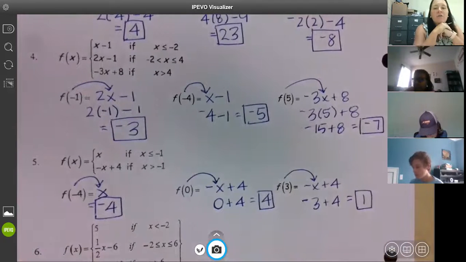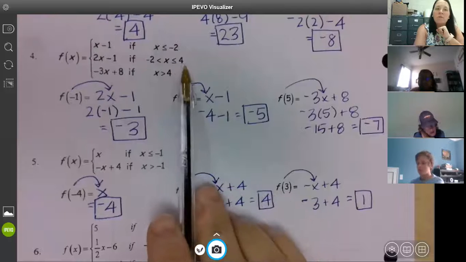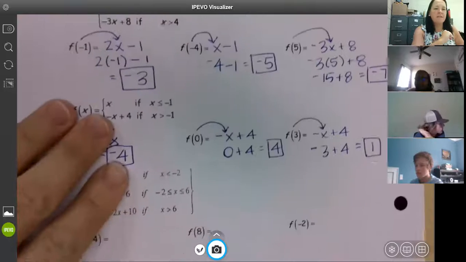What if I ask you about f of 4? It'd be in the middle. Why is it in the middle? Because the 4 in the middle one has an equals sign under it. This one's equal to 4, so 4 would be in this one. What about -2? The first one, because it's equal to -2. Is everybody good? All right, so you're probably going to see that in this one.